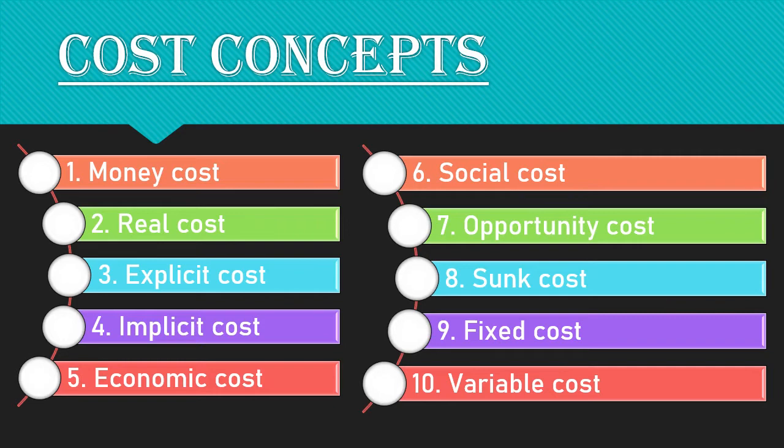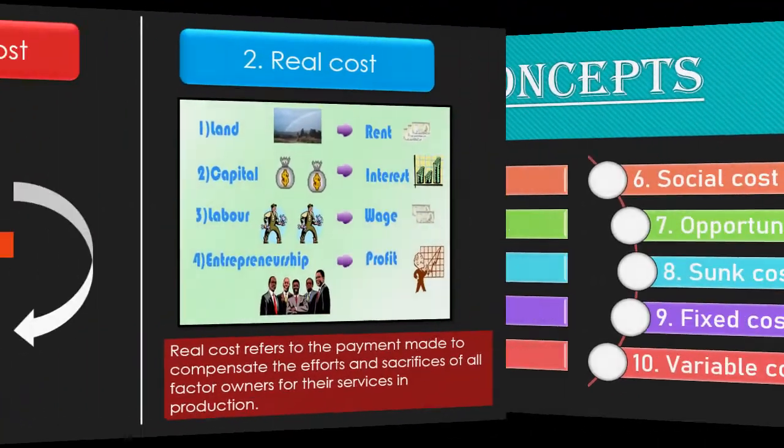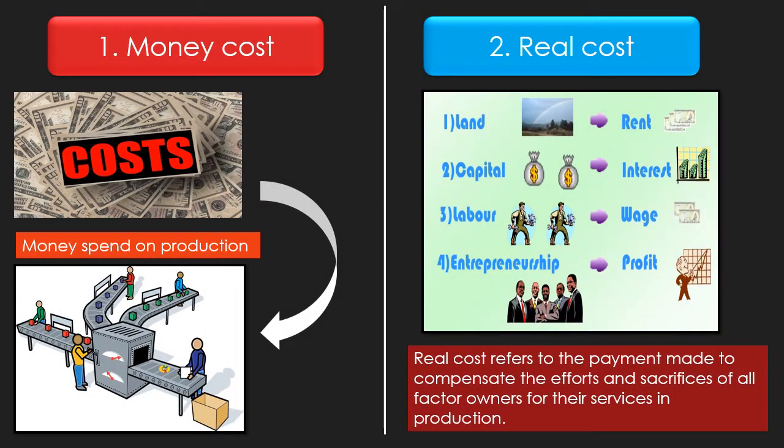So here is the list of cost concepts. The first one is money cost, real cost, explicit cost, implicit cost, economic cost, social cost, opportunity cost, sunk cost, fixed cost, and variable cost. They have a minute difference between them all. You just have to listen carefully and then you will understand these concepts. So here are some costs which are very similar, but there is a difference between all these costs.